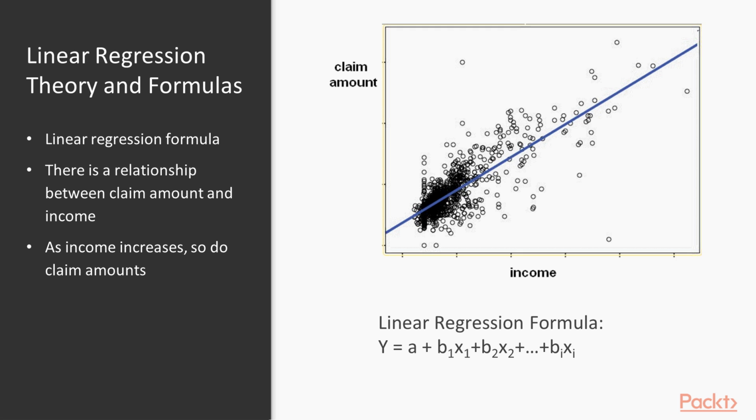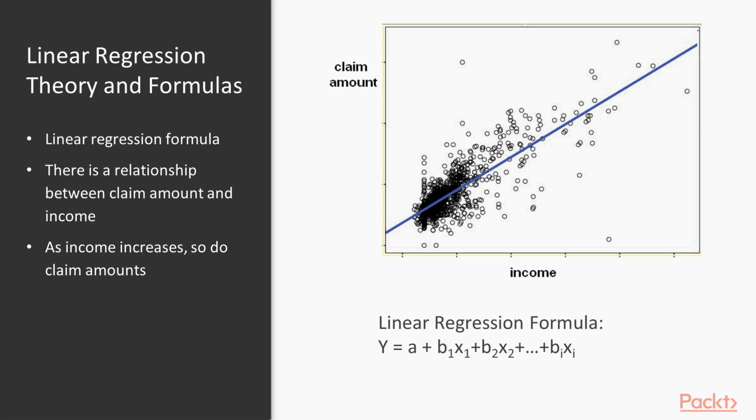Now, in terms of linear regression, you're going to have a formula. The formula in general is y, which is your dependent variable, is equal to a, which is a constant, plus b, which is the slope of your predictor, multiplied by the predictor itself.